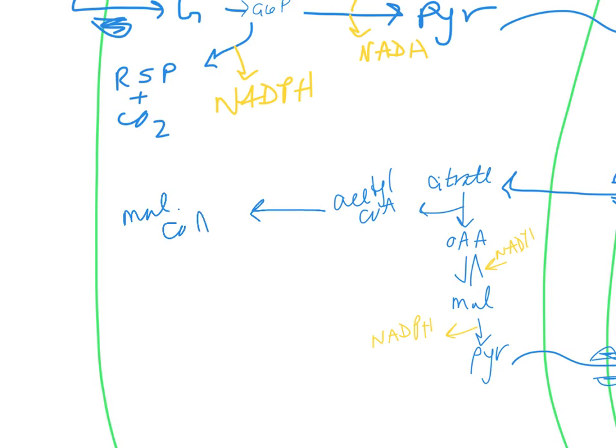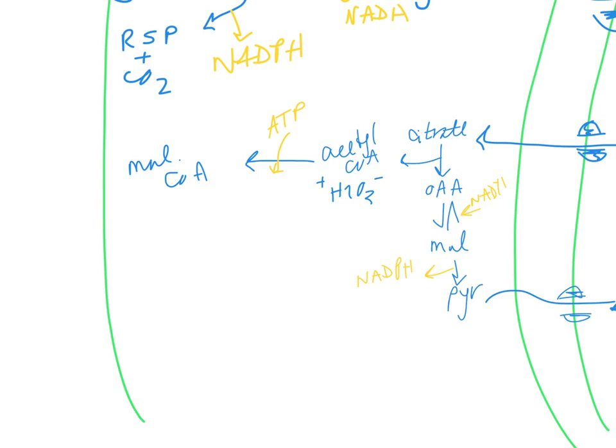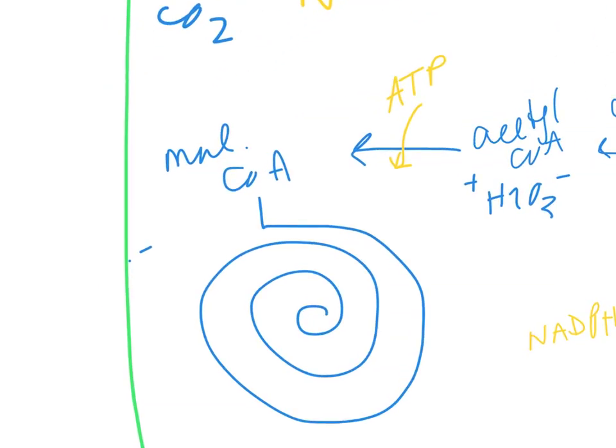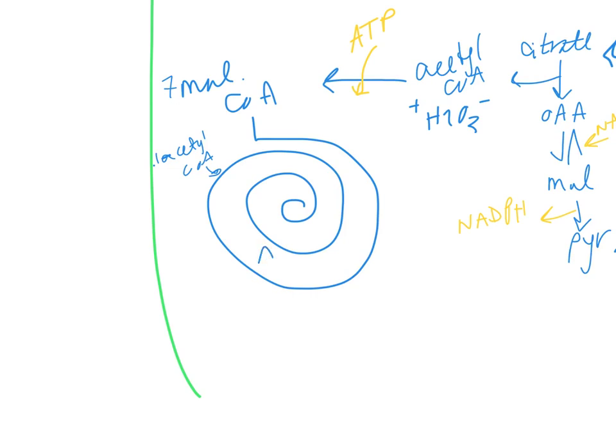So for malonyl-CoA, this costs ATP. And we need our HCO3 minus. So this costs ATP. And then malonyl-CoA enters into fatty acid synthase, goes around and around and around. And one acetyl-CoA. Seven of those, one of those. So this is fatty acid synthase.